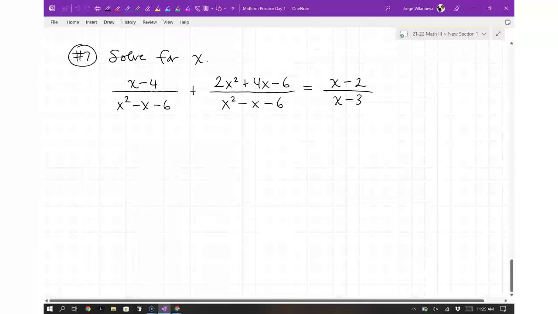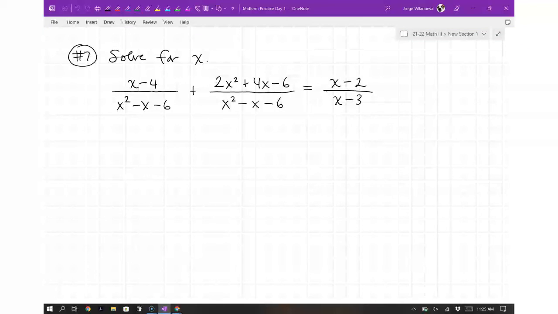in order to do this problem, we're going to have to do the same thing that we did in the previous example, which is to get the same denominators, okay? But notice how I have this set of trinomials on the bottom. So first I got to factor those. So let me do that.